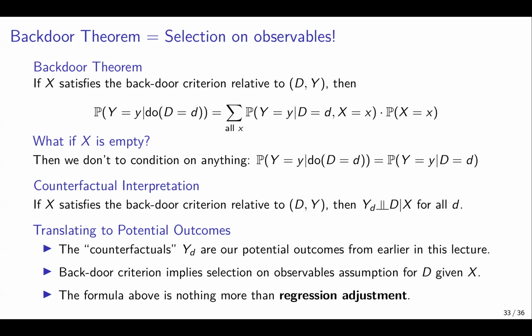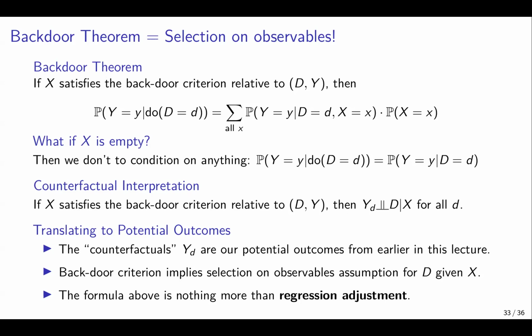what we're doing here, we're doing basically iterated expectations, or if you like law of total probability, we're summing over all x. The probability that y equals little y given d is d and x is x multiplied by the probability that x is equal to little x. So the thing on the left-hand side is an interventional distribution, and the thing on the right-hand side is an observational distribution.